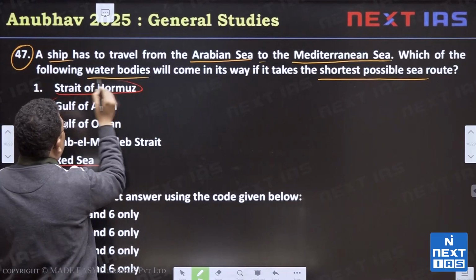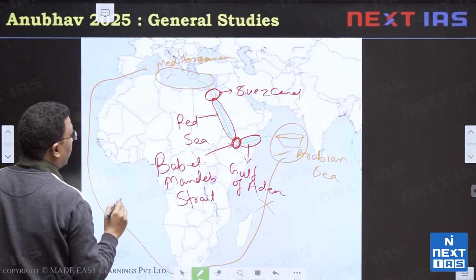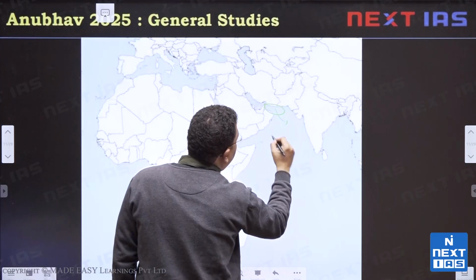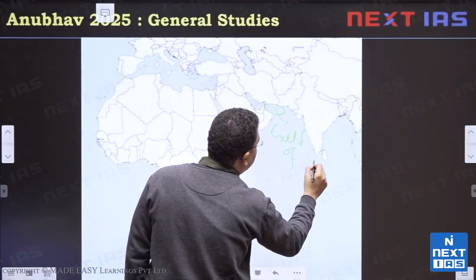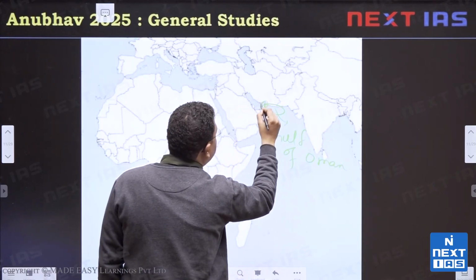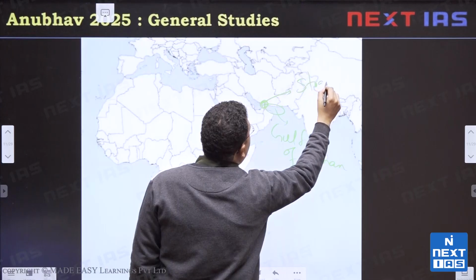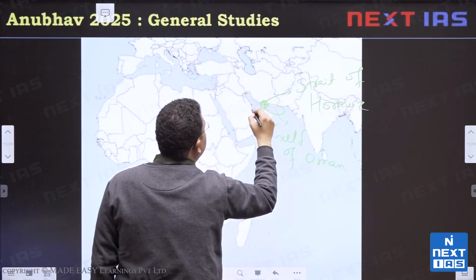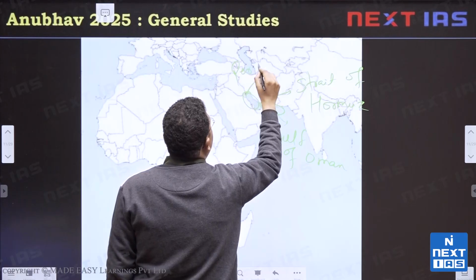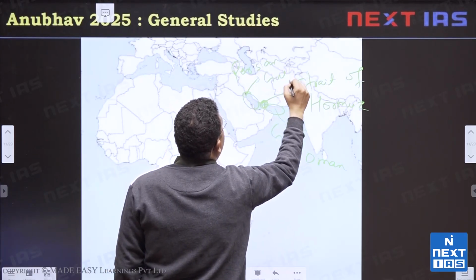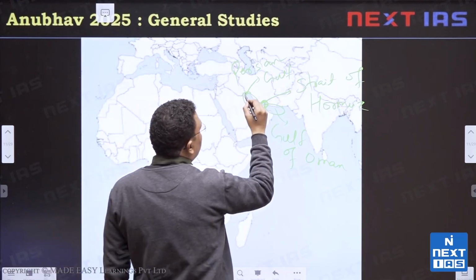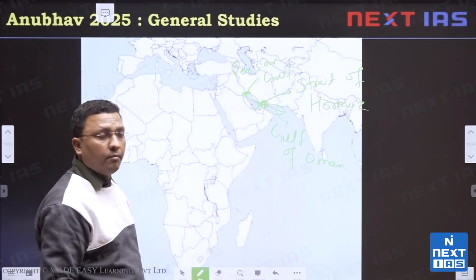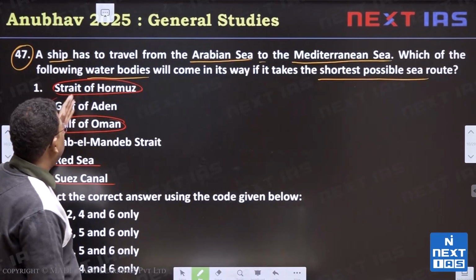Let's see about Strait of Hormuz and Gulf of Oman, where exactly they are located. So if you see, this Gulf is called Gulf of Oman. Then there is one strait here that is called Strait of Hormuz. Then this sea is called Persian Gulf, right? But this route is blocked here by Iran, right? So a ship cannot travel through these routes. So these water bodies will not come on the way, right? So this is basically a map based question.